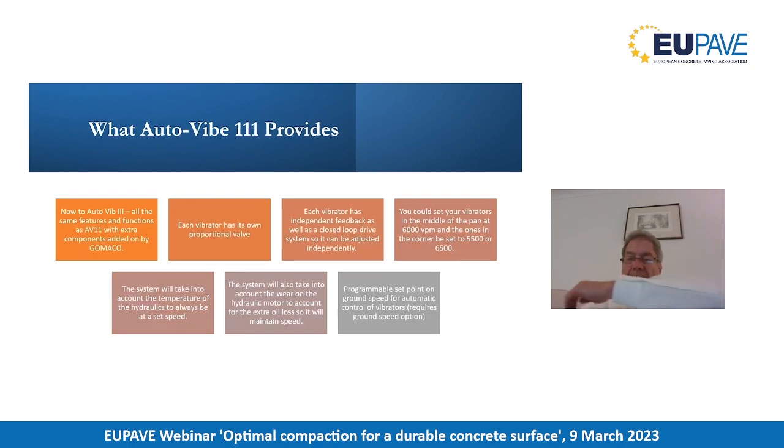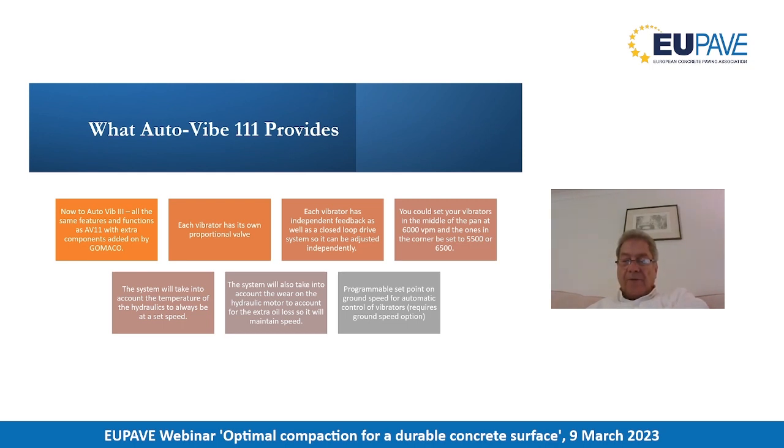The Auto-Vib 3 has all the same features and functions as the Auto-Vib 2, with the extra components added by Gameco. Each vibrator has its own proportional valve, as well as an independent feedback, which works through a closed-loop drive system, so it can be adjusted independently. You could set your vibrators in the middle of the pan at, say, 6,000 VPM, and the ones on the corners set at 6,500 or even lower at 5,500.